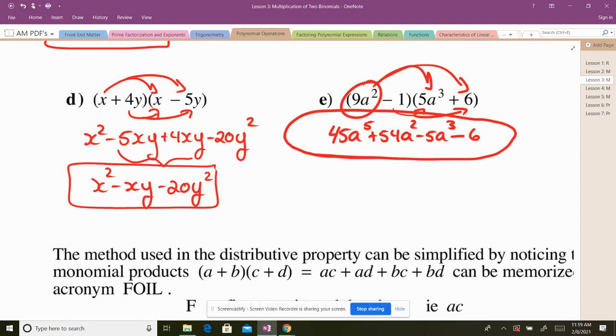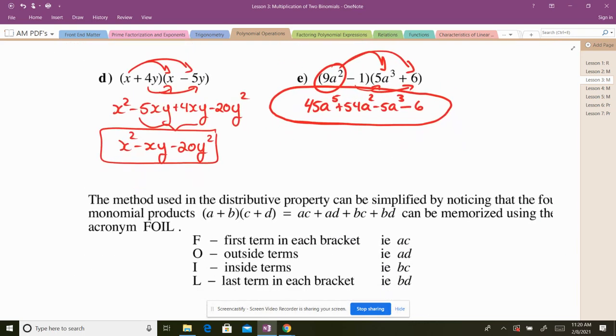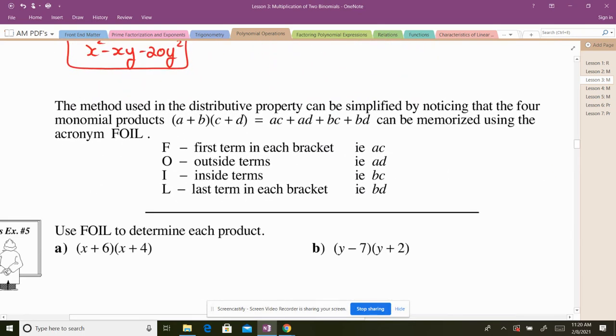All right. Everything in the first bracket times everything in the second bracket. This is called the distributive property. It's also called FOIL, which means first term in each bracket gets multiplied, outside terms in each bracket, so first term and first term, outside terms, which is these two, inside terms, which is those two, and then the last terms, which are those two. Just remember everything in the first bracket, everything in the second bracket.